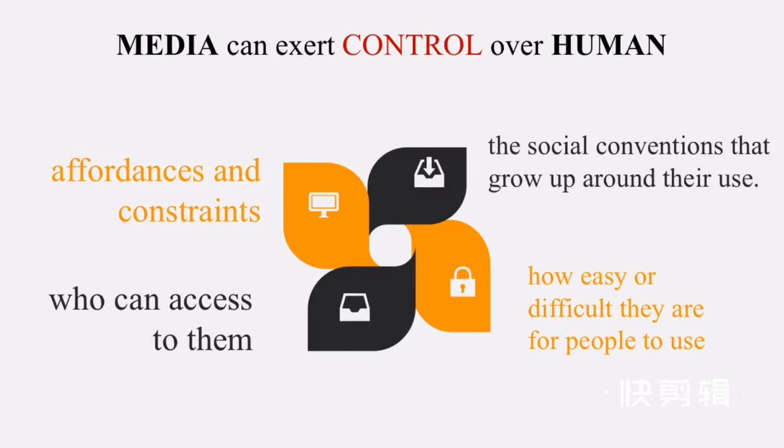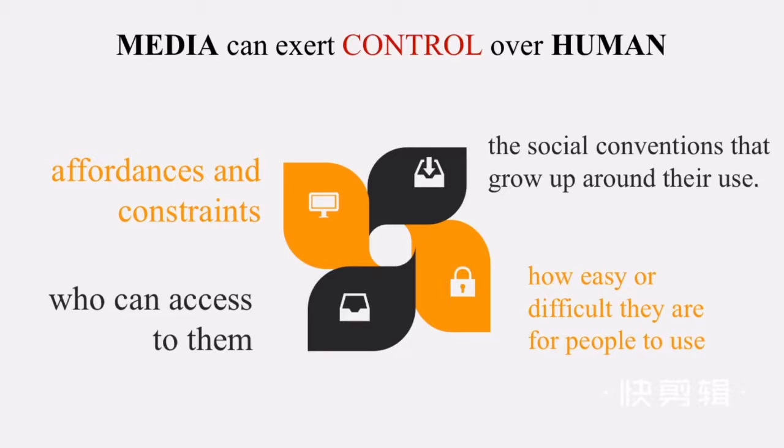Besides its affordances and constraints, have you ever thought about why, when we want to have a group discussion, the first thing we want to do is make a WhatsApp group, right? So we can discuss in it. And this kind of thing has been done by almost everyone in the contemporary age. So that's what we call the social conventions that grow up around the technology's use.